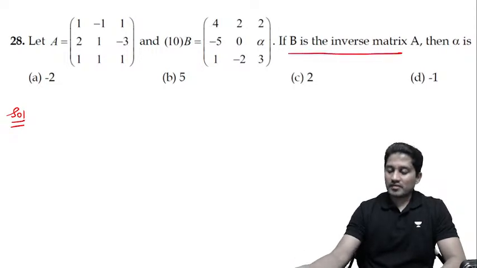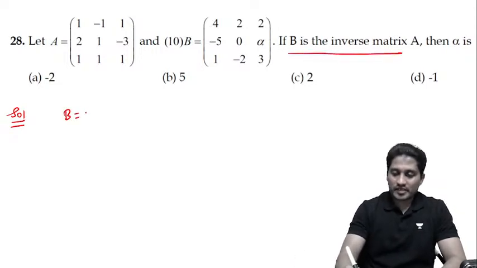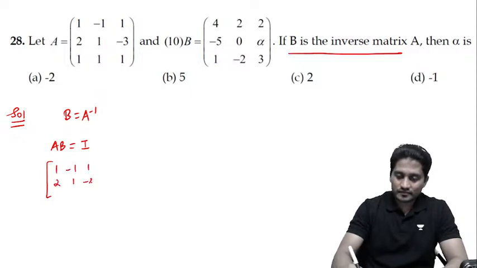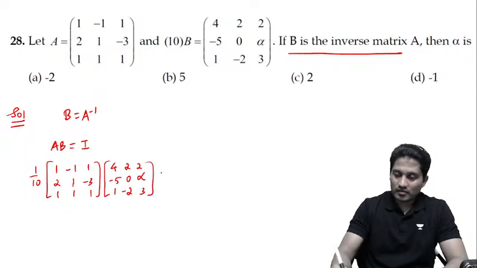It is given in the question that B is the inverse of A. That is, B is equal to A inverse, right? If I shift on the left side, you get AB is equal to I. Right, this 10 I shift on the left side. Matrix A will be equal to 1 minus 1 1, this is 2 1 minus 3, and then this is 1 1 1. B is equal to 1 by 10 into matrix that is equal to 4 2 2, minus 5 0 alpha, and then 1 minus 2 and 3. Okay, is equal to 1 0 0, 0 1 0, 0 0 1.